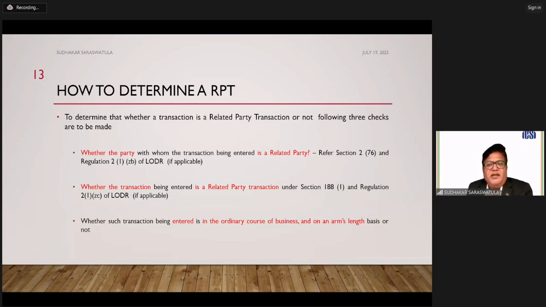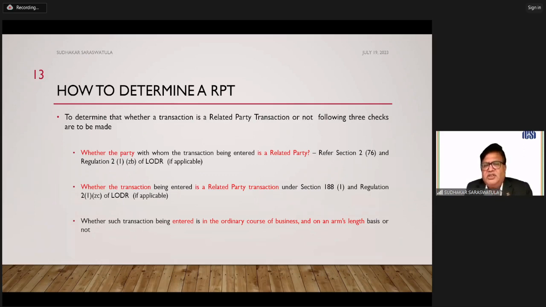Once it is determined that the party with whom I am entering into a transaction is a related party, the second step I have to see is whether the transaction being entered into with that related party is a related party transaction under Section 188, Subsection 1. If so, then obviously those compliances are required. Otherwise, those compliances are not required. Then Regulation 23 of the listing regulations, if it is a listed company.